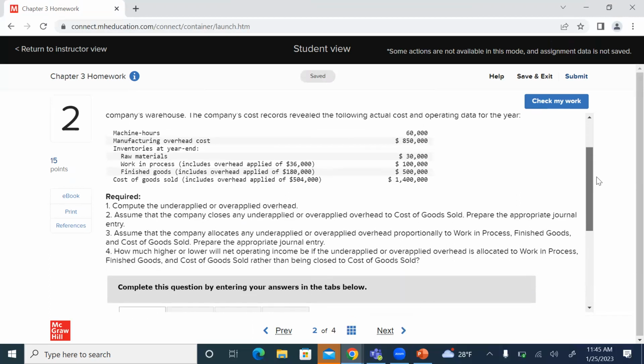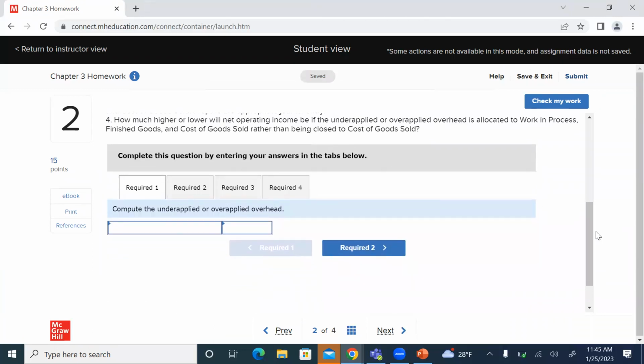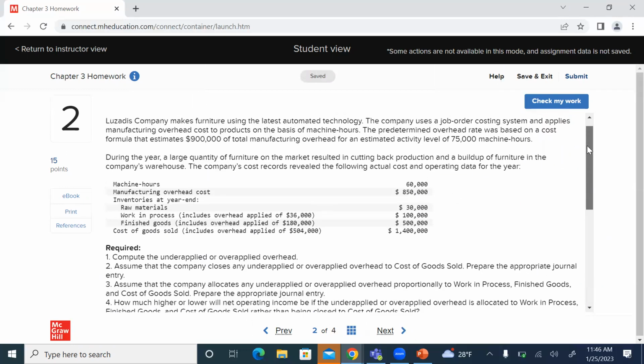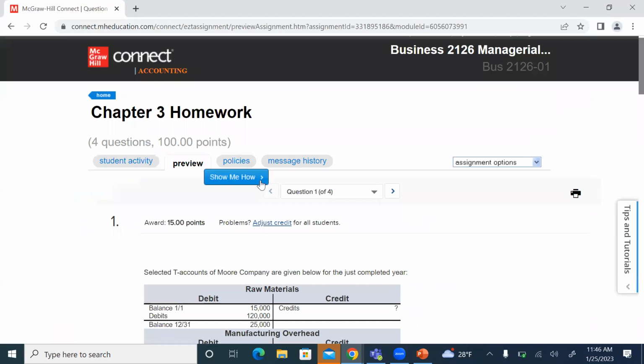Compute the underapplied or overapplied overhead. So how are we going to figure the underapplied or overapplied overhead? Well, we're going to take our manufacturing overhead, what we would estimate it to be would have been, let's see here. You know what I'm going to do? I'm just going to show you instead, it's just too hard here. So I'm just going to show you.